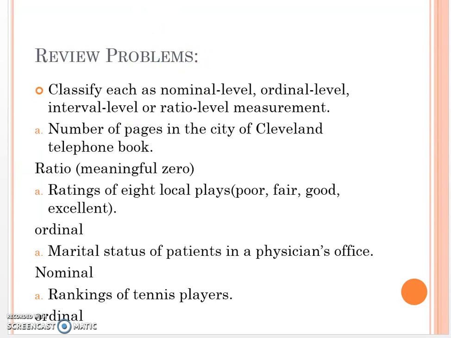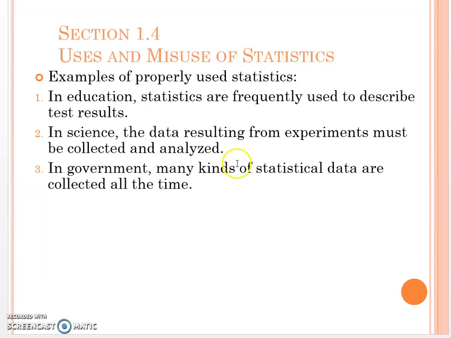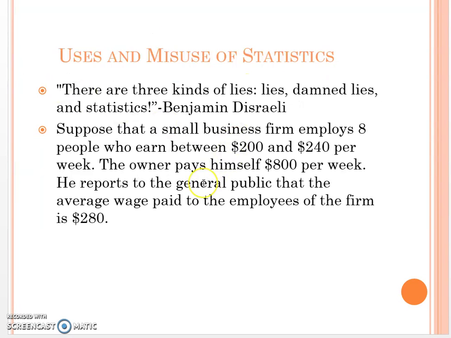All right, so that's what we did last time, and in this lecture today we're going to talk about different kinds of aspects of the misuse and use of statistics. Okay. So the following 3 examples are the properly used stats, such as in education, science, and government. You can use statistical analysis properly to do the study. But also, statistics can be misleading. Very famous phrase here, there are 3 kinds of lies: lies, damned lies, and statistics.